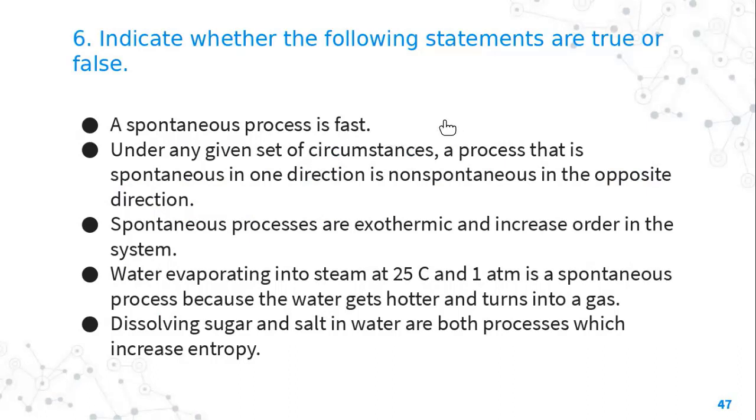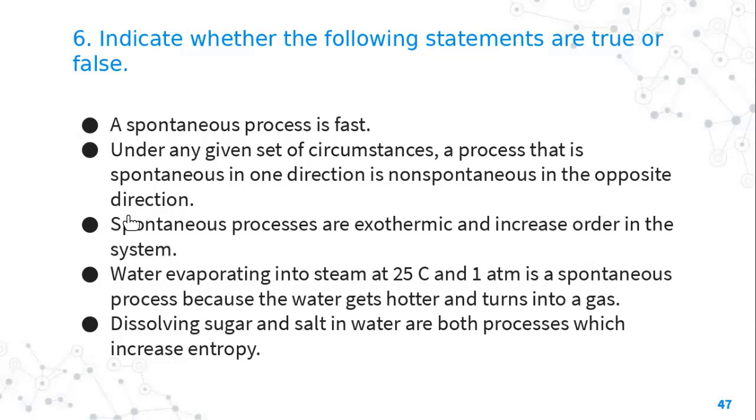One example of a false part is, what is that, like rust? So rusting typically takes a long time. Okay, and then under any given set of circumstances, a process that is spontaneous in one direction is non-spontaneous in the opposite direction. What about that one? Yeah, so it's going to be true. So if you're spontaneous and you move to the right, then you're going to be non-spontaneous to the left.